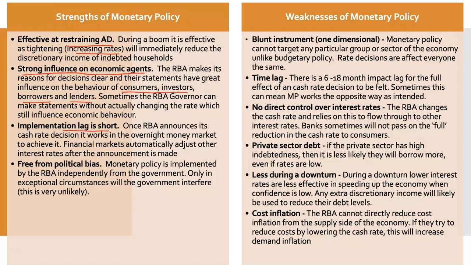Generally, the implementation lag is quite short. Once the RBA announces its cash rate decision, it works in the overnight money market quite quickly. They're able to manipulate the cash rate quite quickly. And because the financial institutions trust the RBA, it's a credible system, they almost automatically adjust their interest rates once the announcement is made. So if interest rates go up, the banks announce their interest rates going up pretty quickly, and that can almost immediately impact interest payments.